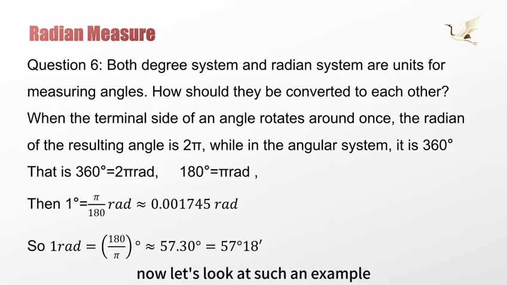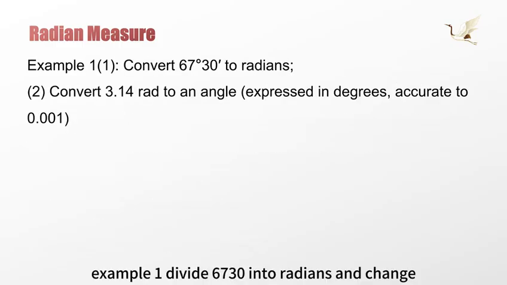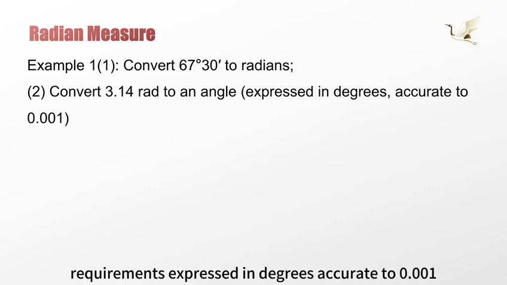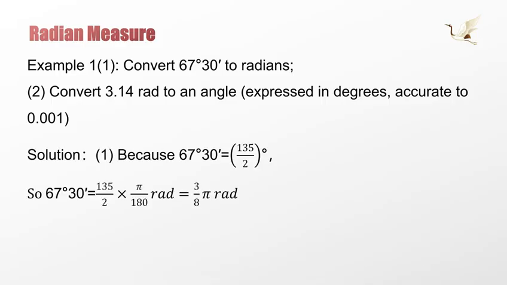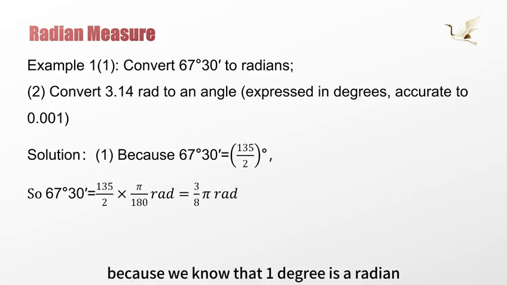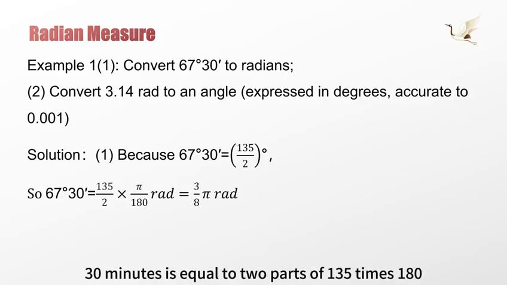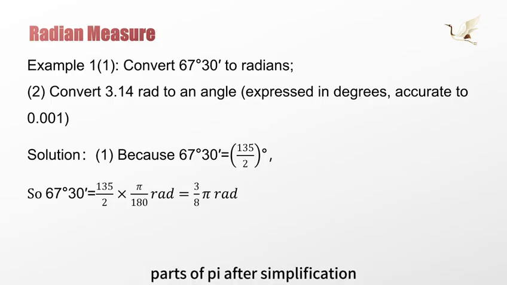Now let's look at such an example. Example 1. In question 1, convert 67 degrees 30 minutes into radians, and in question 2, change 3.14 rad into degrees, expressed in degrees, accurate to 0.001. Because we know that 1 degree is equal to pi over 180 radians, we first convert 67 degrees 30 minutes into 135 over 2 degrees, so 67 degrees 30 minutes is equal to 135 over 2 times pi over 180. After simplification, it is equal to 3 over 8 pi radians.